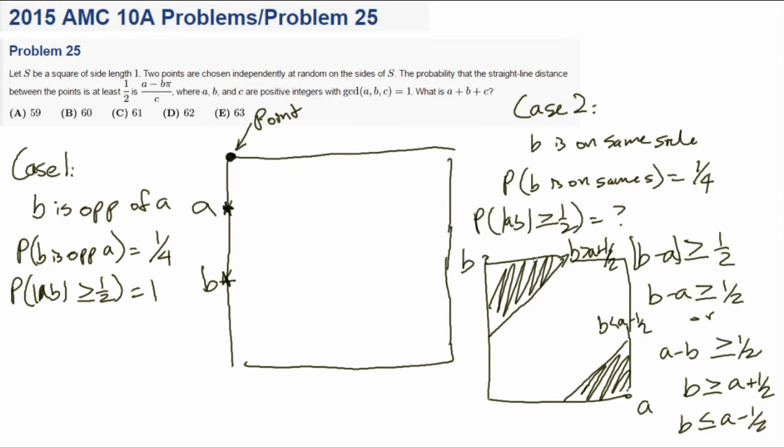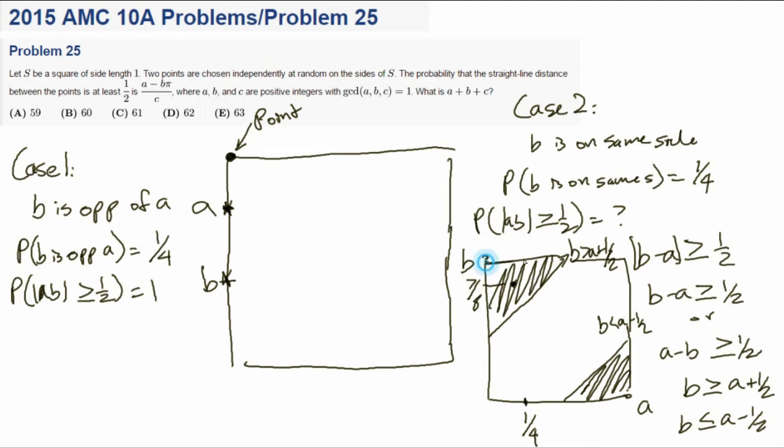Pretty cool, I think. And actually, if you try out some points within these regions, you'll see. Say this point right here, let's just say A is 1/4, and, I don't know, B is 7/8. That's this point right here. Well, if this is 7/8 and this is 1/4, obviously the distance between them is going to be greater than 1/2. It's going to be 5/8.